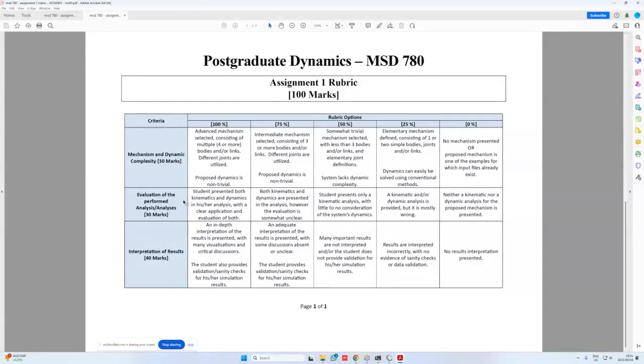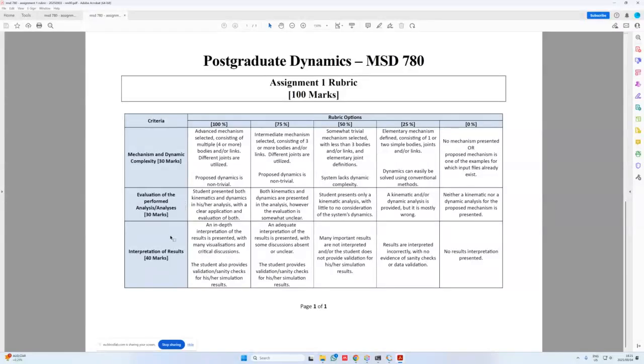Regarding the evaluation of the performed analysis, you are expected to perform both kinematic and dynamic analyses. So I don't want to see just the motion of the system being evaluated. I also want to see you go one step further and actually consider the loading in the system. So did you look at reaction forces or reaction torques? Did you consider the Lagrange multipliers? Did you make use of the Jacobian when calculating the reaction forces and torques in the system? Those kind of things.